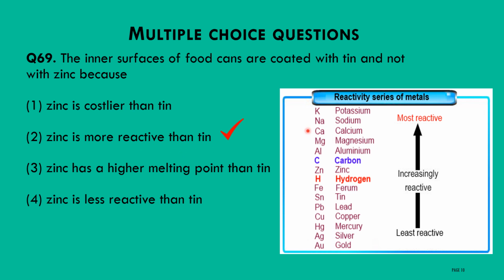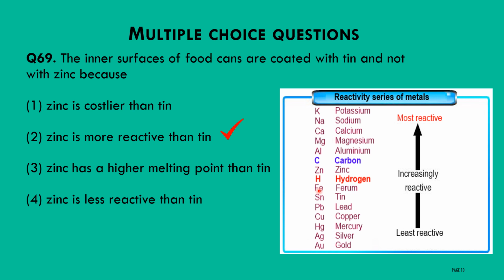How do we see this? This is the reactivity series of metals, which you have to remember. Potassium is highly reactive, then gold is less reactive, and hydrogen is the middle one. This is the increasing order of reactivity. This series you have to remember. Now compare zinc and tin. Zinc is more reactive compared to tin.